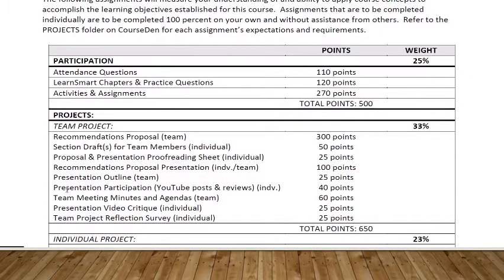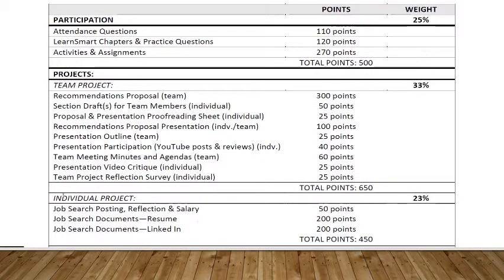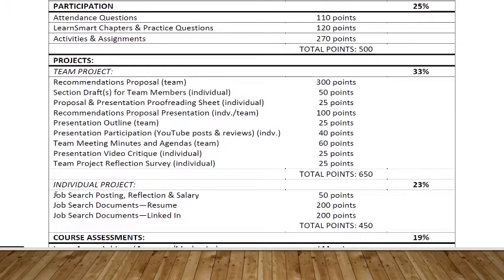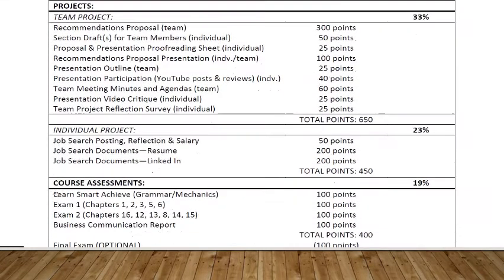So here's the point spread. You can see here that participation weighs heavily between attendance questions, the chapters in the electronic textbook, including practice questions, as well as other various activities and assignments. That's weighted at 25%. The team project is weighted at 33%, and that includes the recommendations proposal and all the various aspects of the recommendations proposal. Your individual project is going to include a resume project or a job search project that includes you creating a professional resume as well as a LinkedIn profile, including some other information like job postings, reflection, and a salary search.